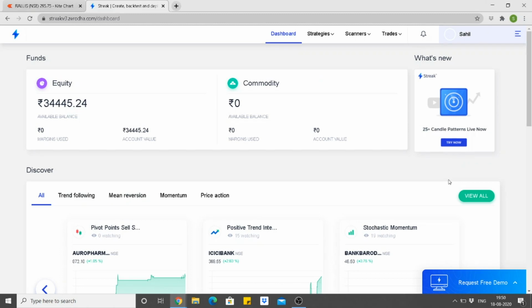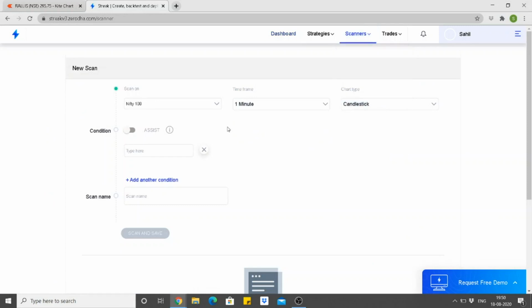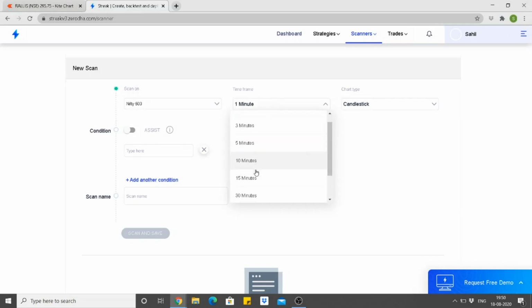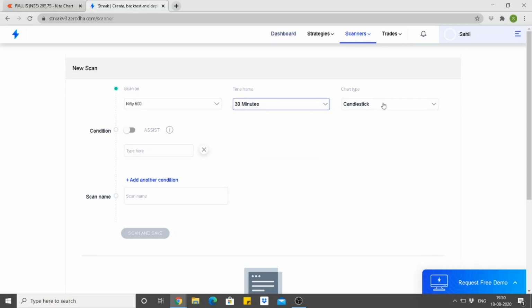In order to log on to Streak, you have to go to streak.zerodha.com and sign in using your Kite credentials. Let's head to the scanner section and start building the scanner. We will scan the stocks on Nifty 500 because we want as many results as possible. Let's choose the time frame as 30 minutes. Chart type will remain as candlestick itself.